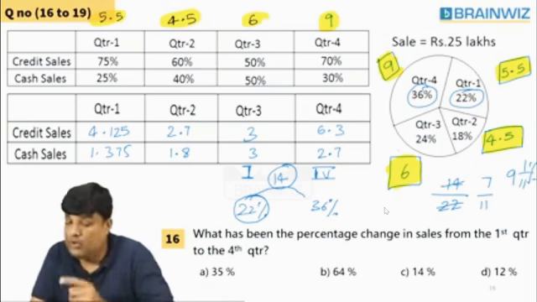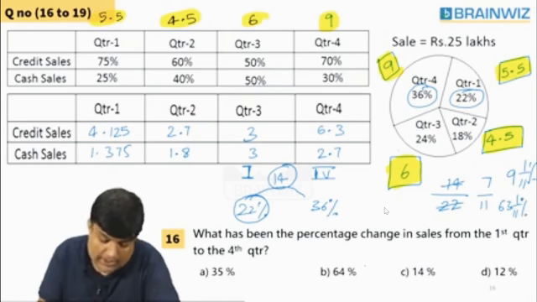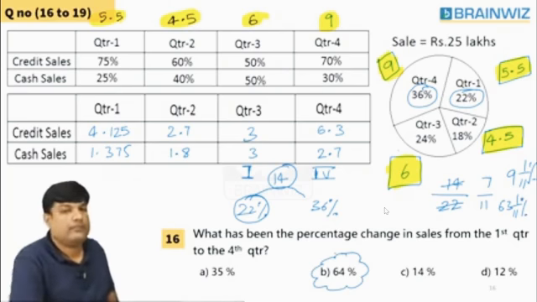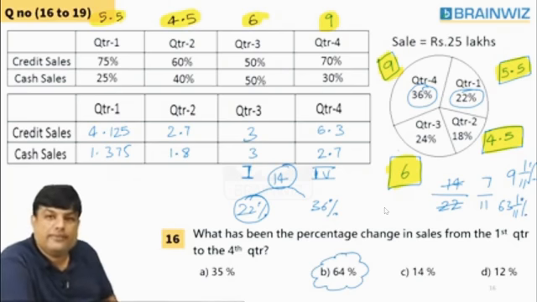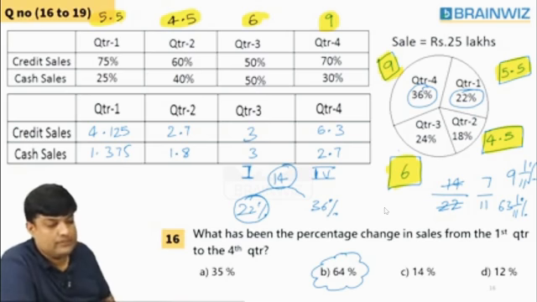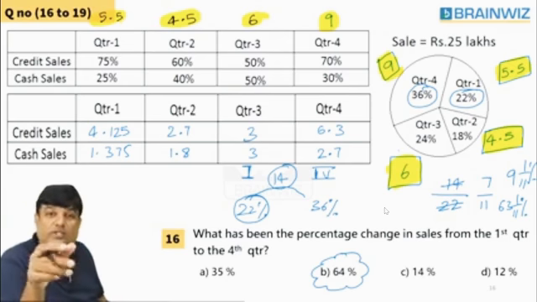We have learned this in profit and loss. 7 by 11 is 63 1 by 11. So the answer is, guys, 64%. Are you understanding what I mean to say? How much percent? 64%. Why are you all wrong? Because he didn't ask you what is the change. He's asking you what is the percentage change.